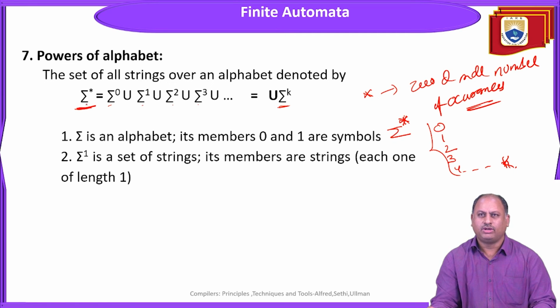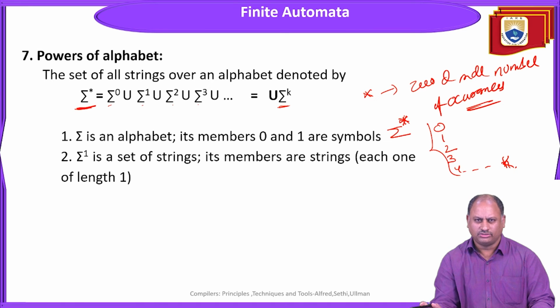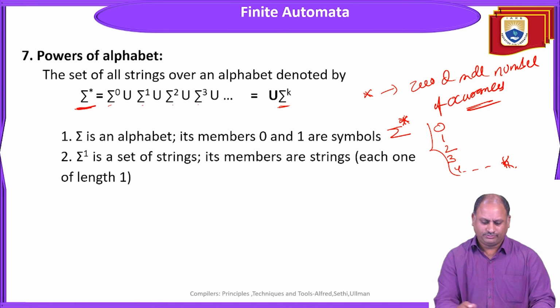Here sigma is nothing but an alphabet, and the symbols available in the alphabet are 0 and 1. Sometimes that is a binary alphabet, and in the previous case we have also seen a, b. Sigma power 1 is the set of strings, with all the strings of length 1. So as an example, in the case of the binary alphabet sigma equal to {0, 1}, we are going to see sigma power 1.